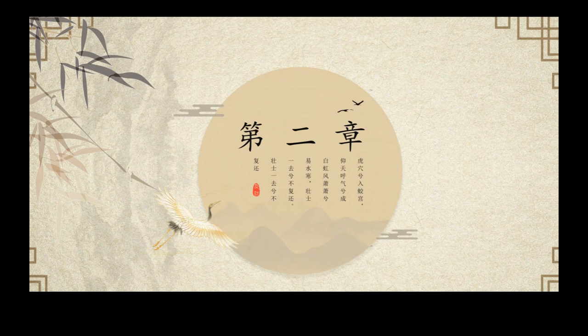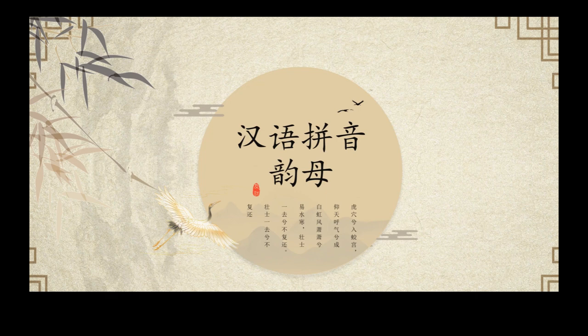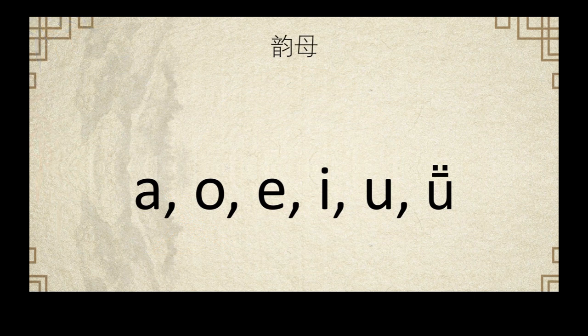Okay, so those are the shengmu, the sounds that form the beginning of the words. Let's now look at the second group, which are the yunmu, which are literally the rhyming letters. So these are basically the vowel sounds. So these form the ends of the words, literally the parts that would rhyme, so the ending. So we have a, o, e, i, u, ü.